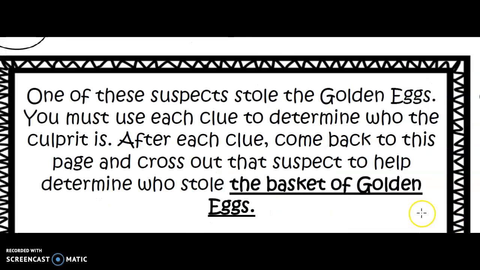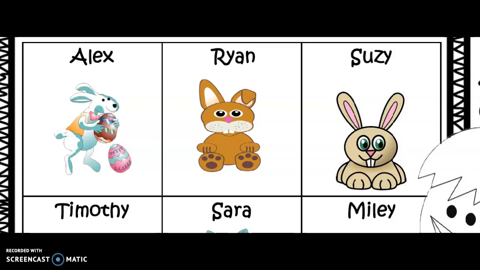Meet the suspects. One of these suspects stole the golden eggs. You must use each clue to determine who the culprit is. After each clue, come back to the page and cross out the suspect to help determine who stole the basket of golden eggs. So if you know that that person's name is on it, you know they can't be the one. Now what I would do is pause this after a moment so that you can write down the bunnies' names. There's Alex, Ryan, Susie, Timothy, Sarah, and Miley.